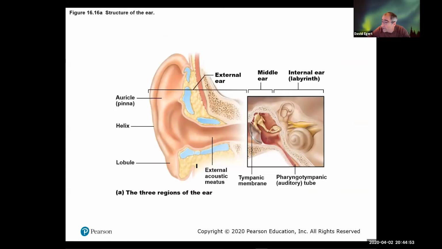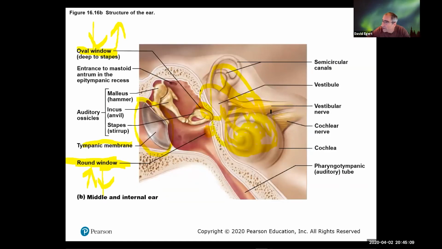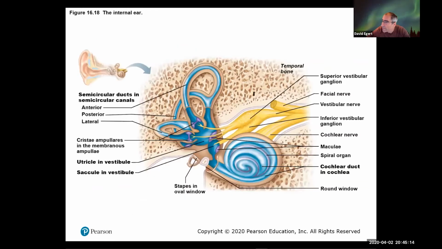So again, we started with the outer ear, and the middle ear transmits the vibration through the little bones from the air vibration into this fluid world of the inner ear. So this is where we are now, in the inner ear, in this little cave inside the temporal bone. The cave has a name. The cave is called the bony labyrinth.